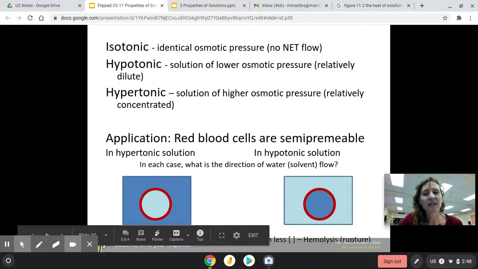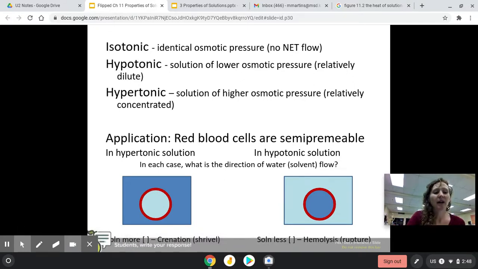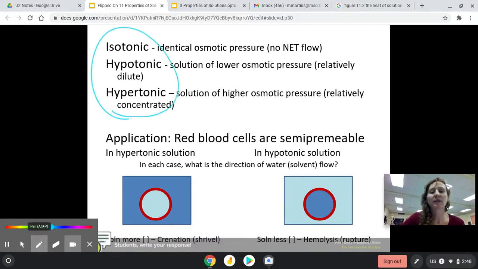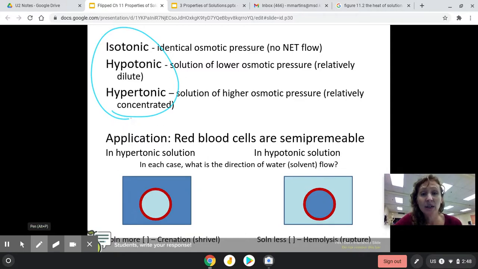Just a couple context terms to know about. Isotonic, hypotonic, and hypertonic. If you have taken any of the med terminology classes, you've probably run across these terms. Notice that they're iso, hypo, and hyper. So iso means the same. Hypo means low, hyper means high, and then tonic is always referring to a concentration.